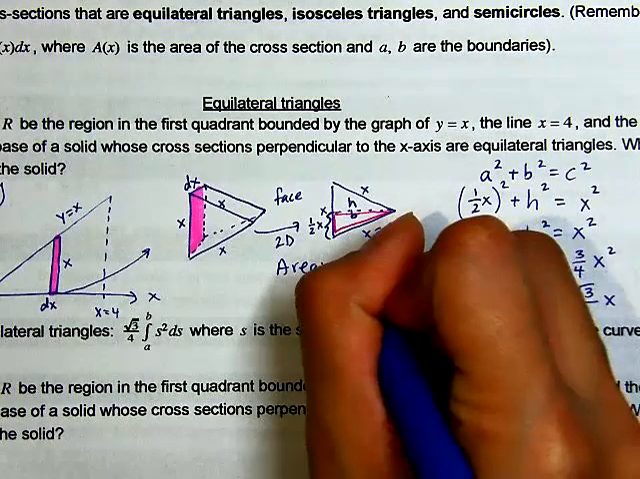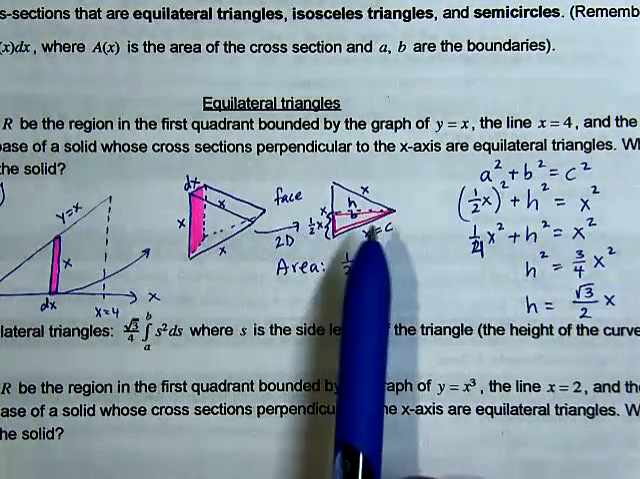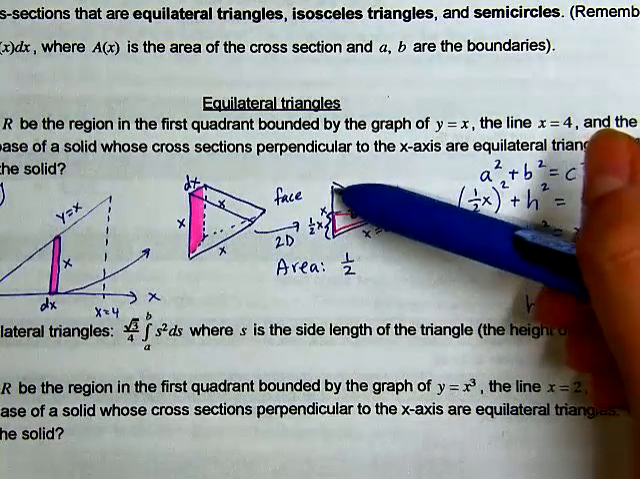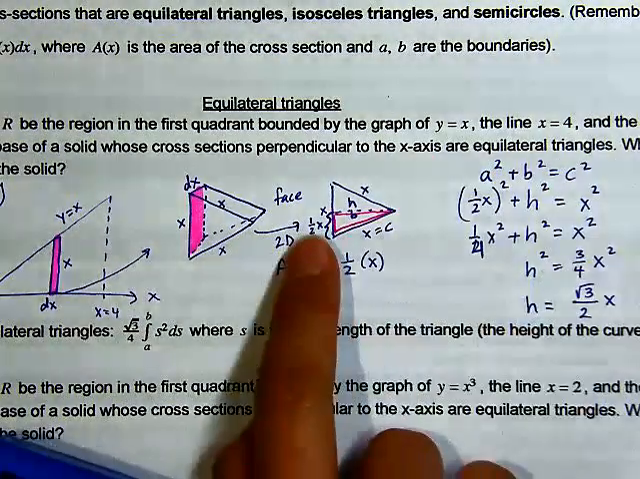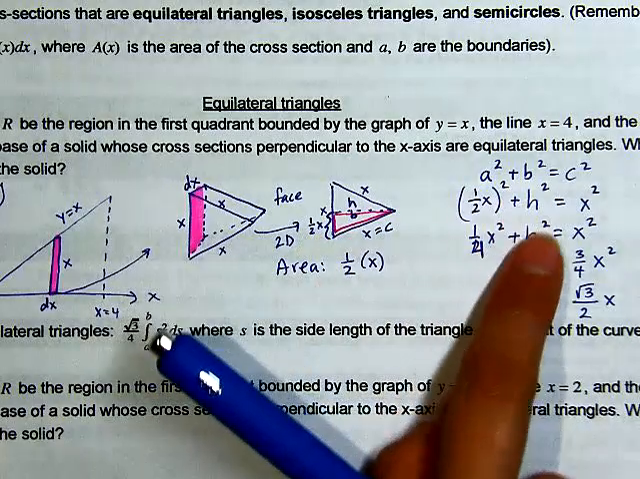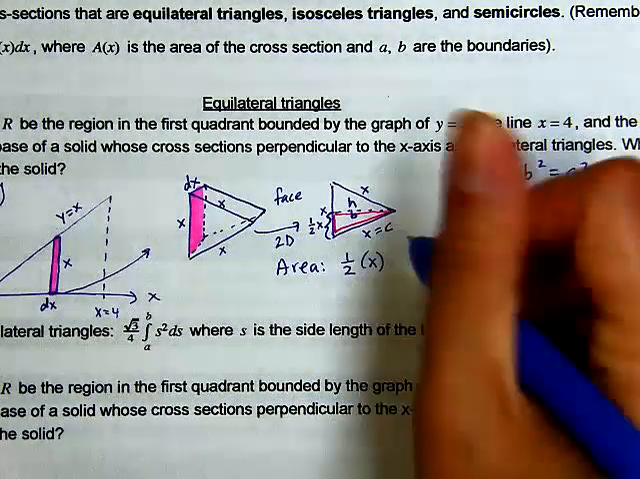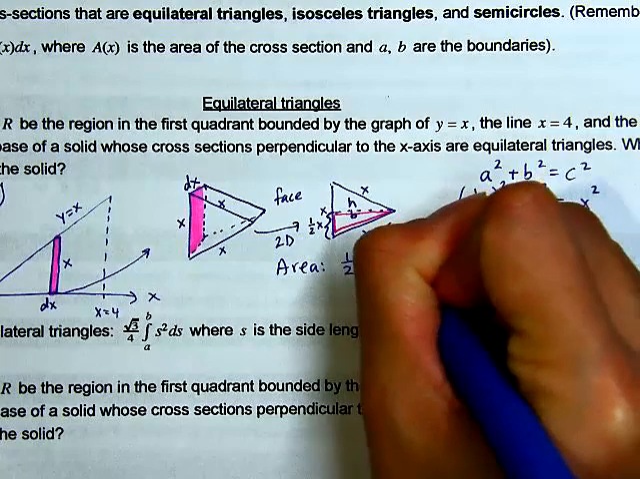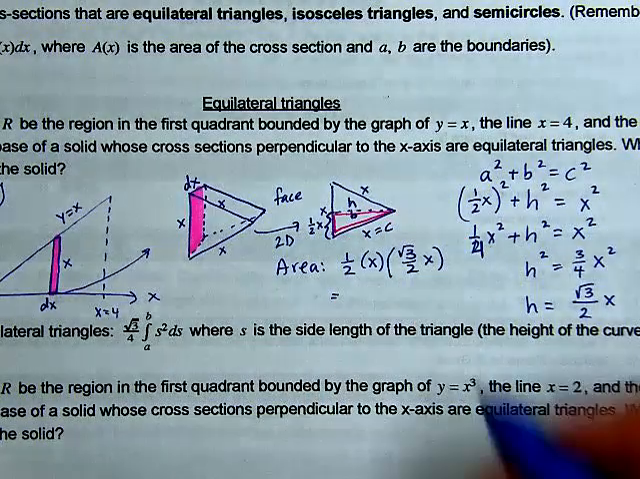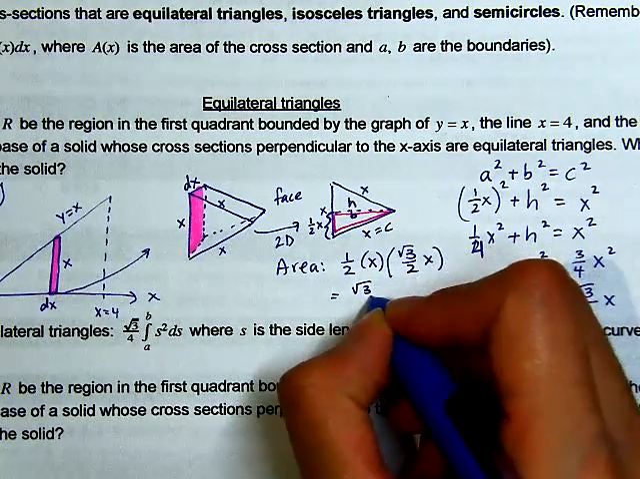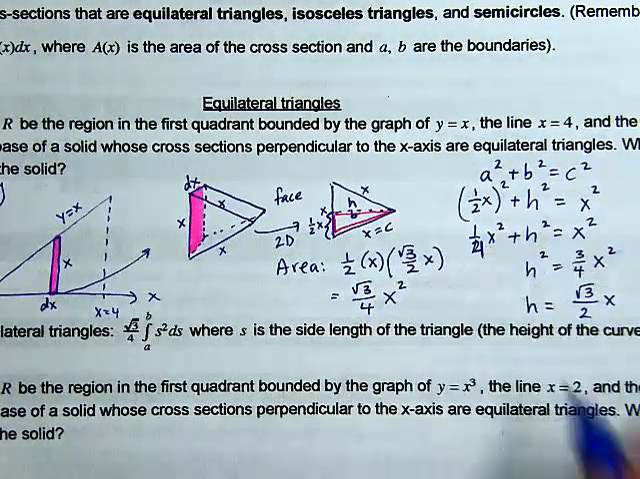So area is 1/2 times base times height. My base is x. My base is my whole entire length. Remember, I only used 1/2 x just to find what h was. And I know my height is square root of 3 over 2 x. So if you were to multiply this all out, we would get the square root of 3 over 4 x squared.